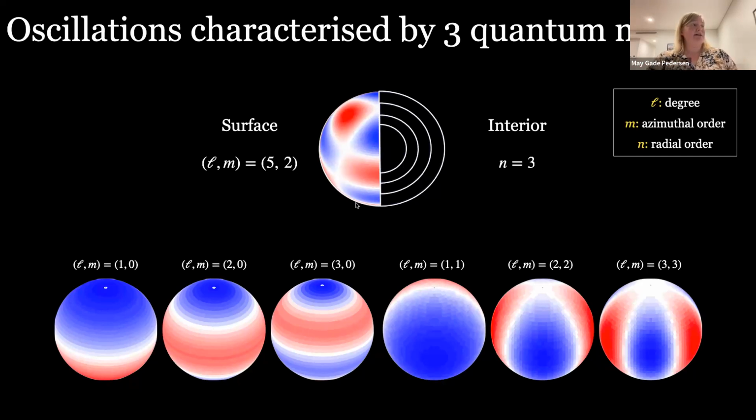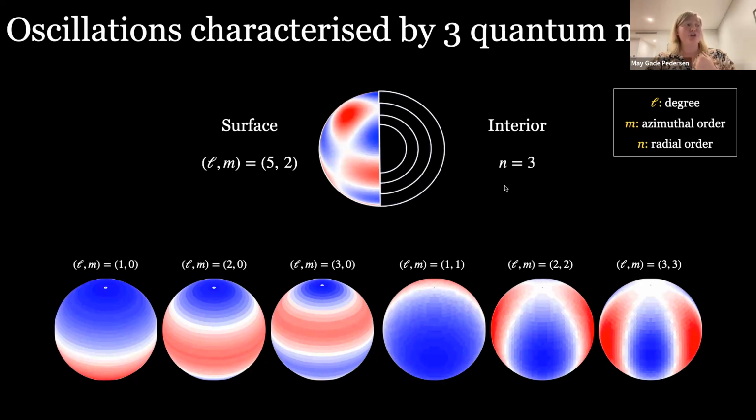So here, in this plot, what I'm showing you on the left is, in white, the nodal lines of the oscillations, whereas red regions are regions of the star that are moving inwards, and blue regions are regions of the star that are moving outwards. So there are 2 types of surface nodes. One is the degree L, which gives you the total number of nodes on the surface of the star. The azimuthal order M is the number of nodes that cross the equator.